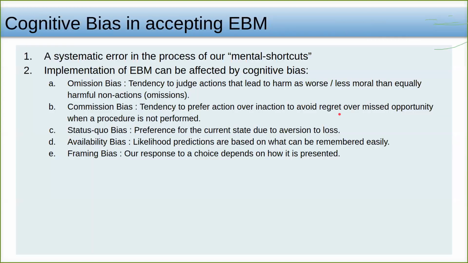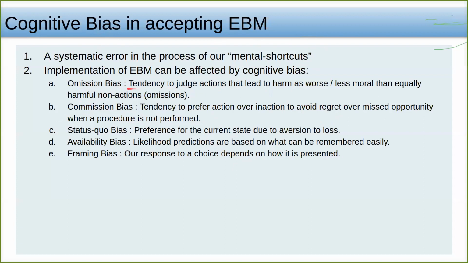One last bit of technical thing I would like to tell you. Before you start implementing evidence in the system, understand your own cognitive bias. This is very important. Cognitive bias arises from the mental shortcuts that we take, and these can have an influence on the way evidence-based medicine is applied. Two key points, omission bias and commission bias, are there.